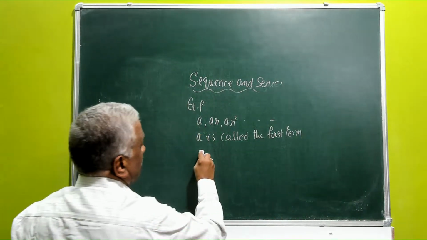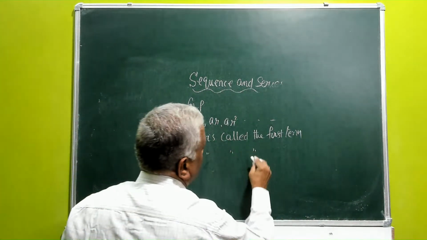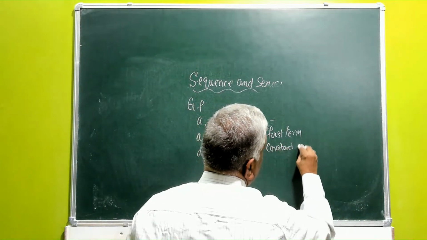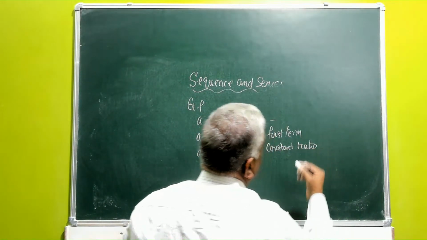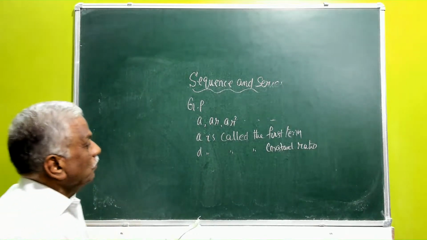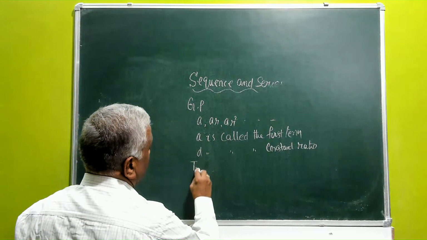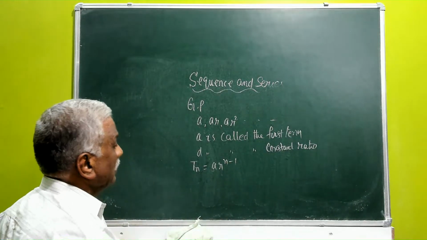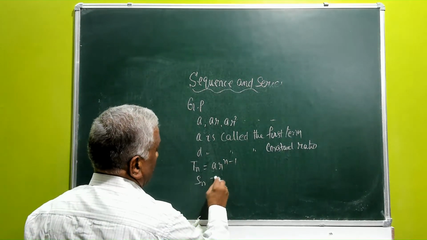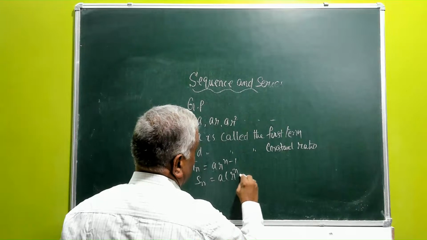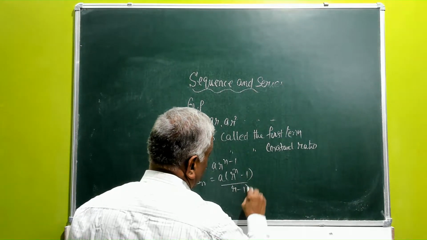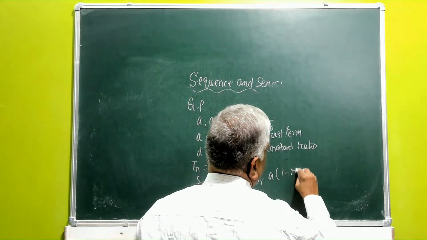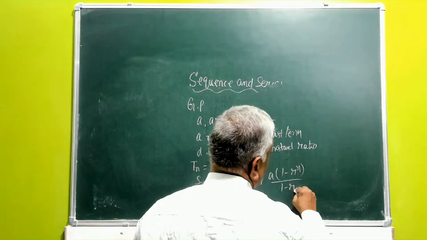D is called the constant ratio. Not common, it's called constant ratio. You need to know what is Pn, the nth term. It is A R to the power of n minus 1. You need to know Sn: A into R to the power of n minus 1 by R minus 1, or the other formula is A into 1 minus R to the power of n by 1 minus R.